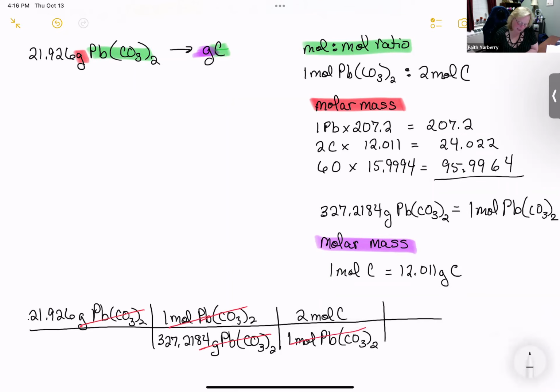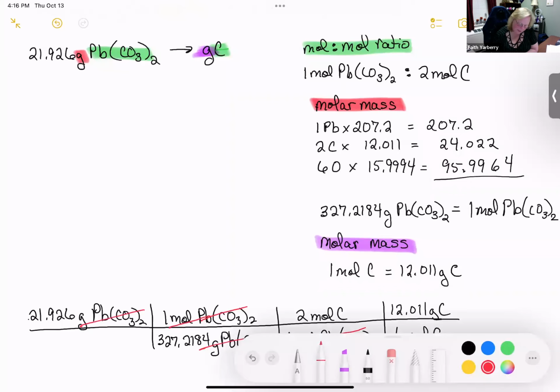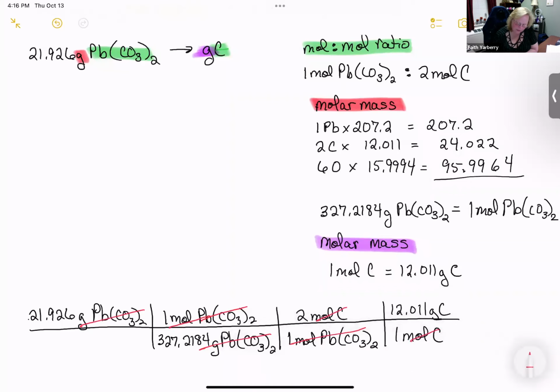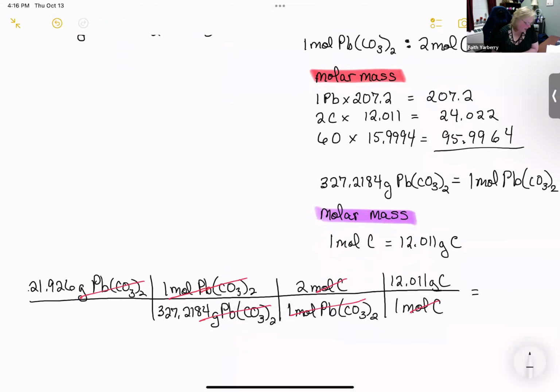And now I need to convert that into grams of carbon using carbon's molar mass. I will place the mole portion of carbon's molar mass in the denominator with the grams in the numerator. The mole portion had to be placed in the denominator so that it would cancel, and I am left with grams of carbon. And when I calculate it out, I get 1.6096 grams of carbon.